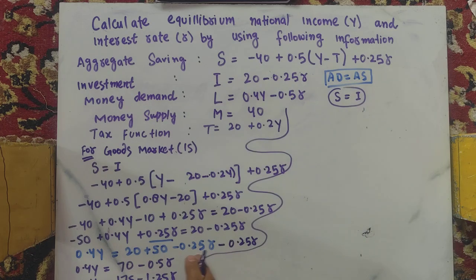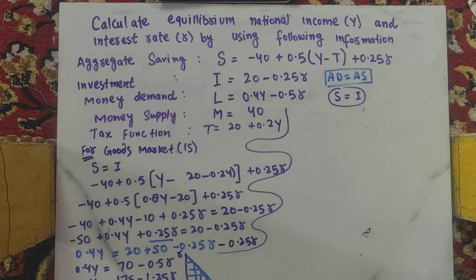What does the IS equation tell us? If we have income on the horizontal axis and rate of interest on the vertical axis, the IS equation shows us the different combinations of income and rate of interest where the goods market is in equilibrium.